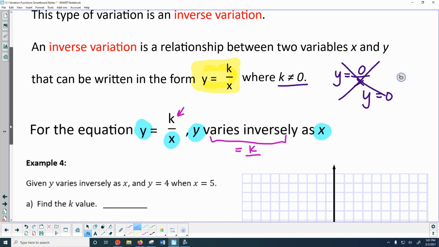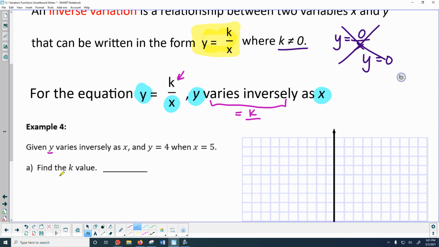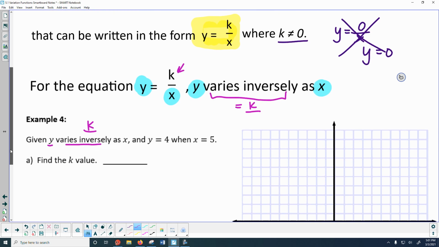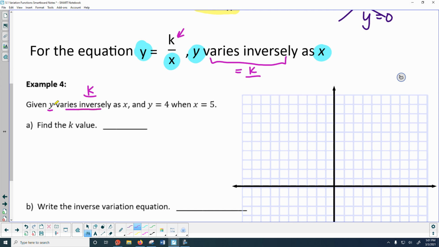So for example 4, given that y varies inversely as x, so the first letter we'll have is y, it varies inversely, k divided by what comes next as x. We want to find the equation for this, find the graph, what it looks like, and we have to do that by finding k first. So y varies inversely is our pattern, y equals k over x.